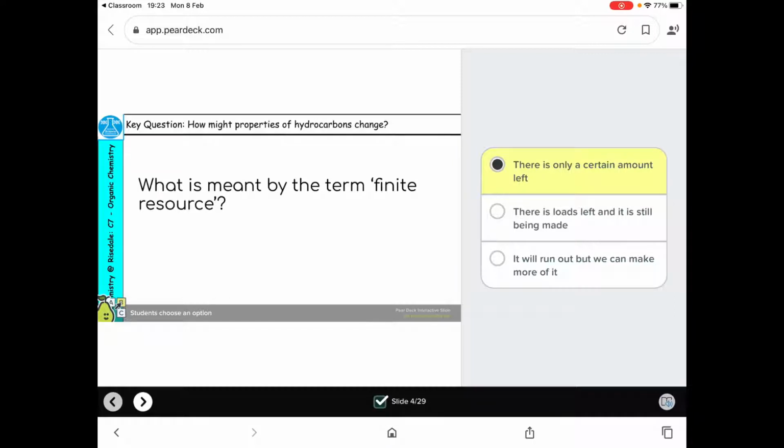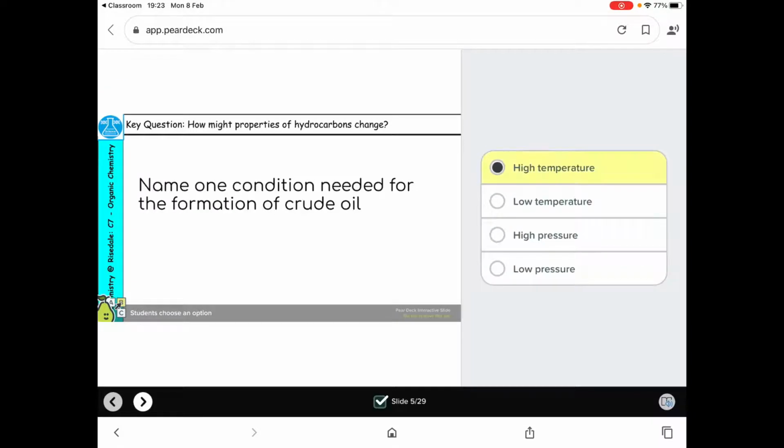What is meant by the term finite resource? So finite resources have only got a certain amount left. They are eventually going to run out. Crude oil is an example of something that is a finite resource. Name one condition needed for the formation of crude oil. So you could choose two actually here. You could pick high temperature or you could pick high pressure. Both of those were correct answers.